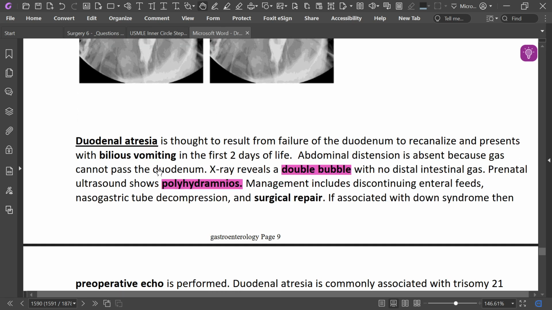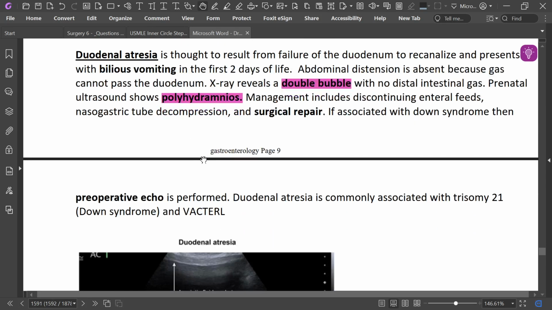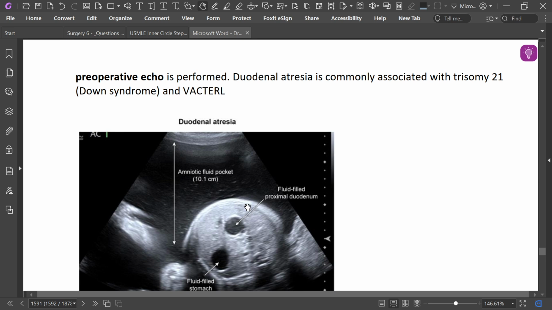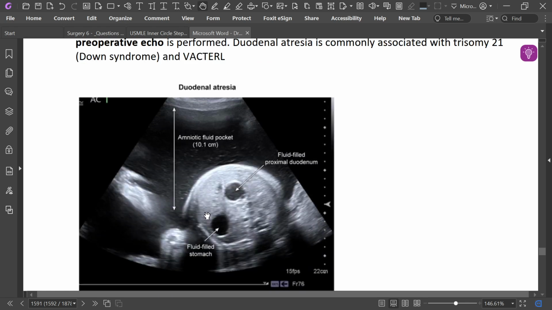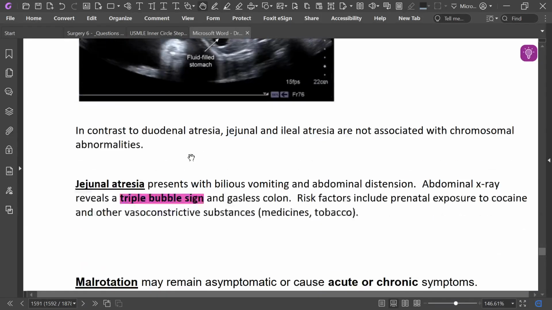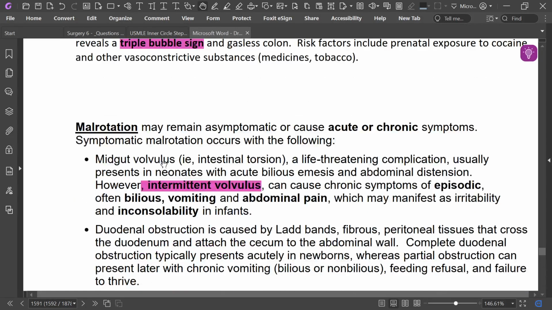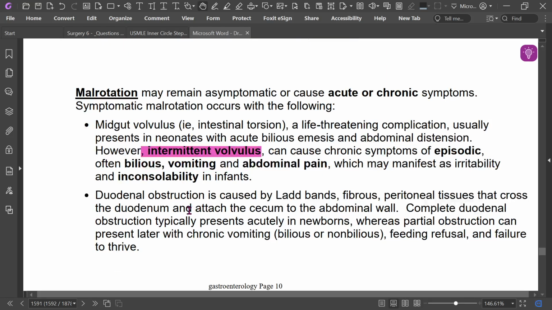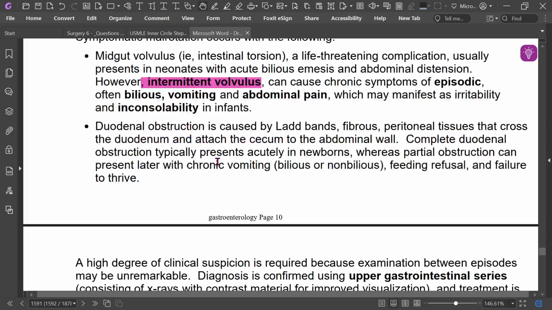Duodenal atresia: double bubble sign, polyhydramnios, Down syndrome association. Fluid-filled proximal duodenum and fluid-filled stomach, amniotic fluid pocket 10.1 centimeters. Jejunal atresia: triple bubble sign. Malrotation: there is intermittent volvulus. Duodenal obstruction is caused by Ladd's bands, fibrous peritoneal tissue crossing the duodenum.